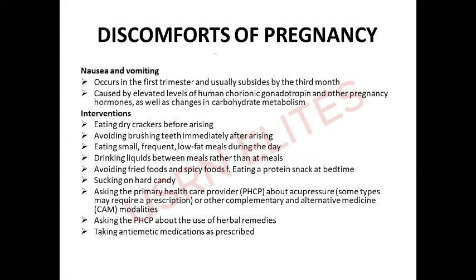Let's quickly go through these discomforts of pregnancy and some of the things you do for the woman. Now, I made mention that nausea and vomiting are normal in the first trimester and usually subside by the 3rd month. By the time the woman moves into the 2nd trimester, the nausea and vomiting might have subsided. That is the reason why, if it persists, you know the woman is now having an issue and you need to attend to her.